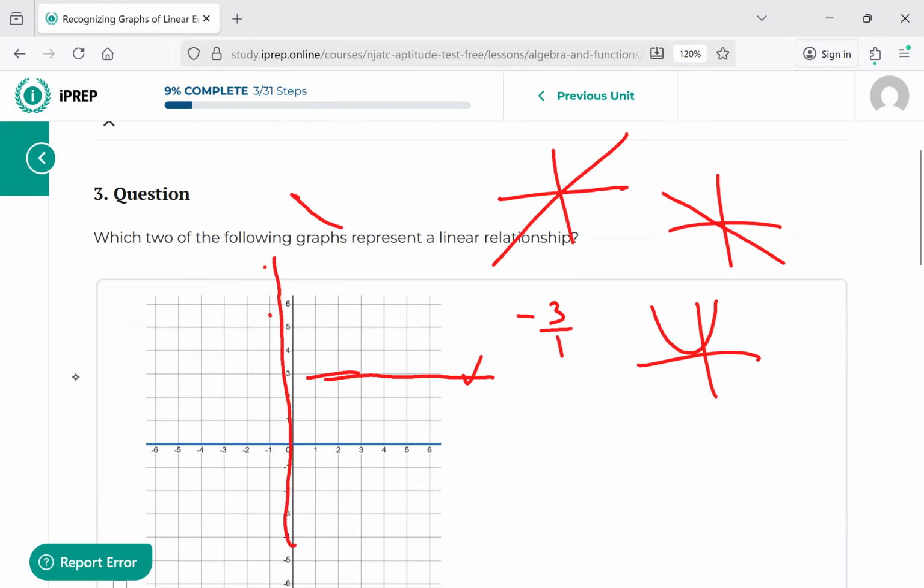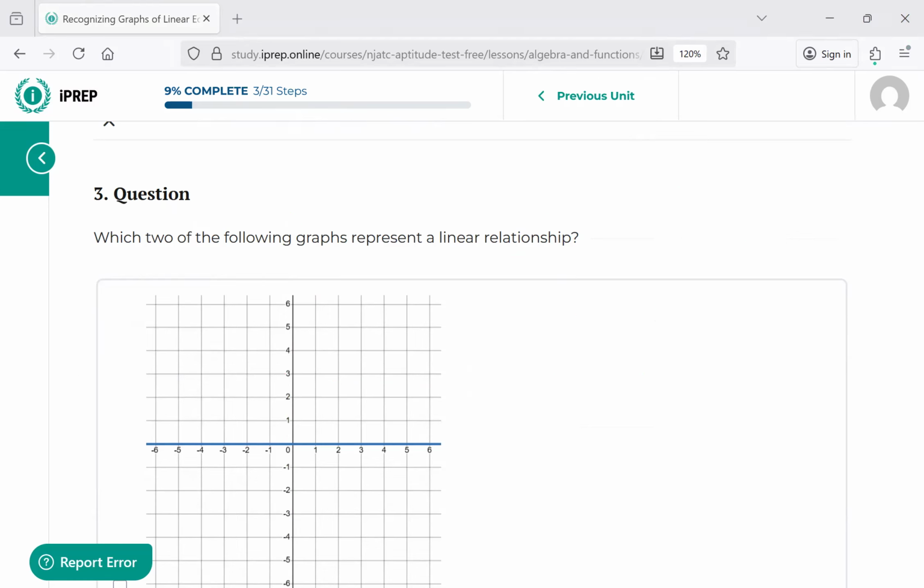Okay, which of the following represents a linear relationship? This one is fine. This is a horizontal line at y equals 0. See how this is a completely horizontal line? We said the horizontal and vertical lines are linear. So definitely yes to the first one.